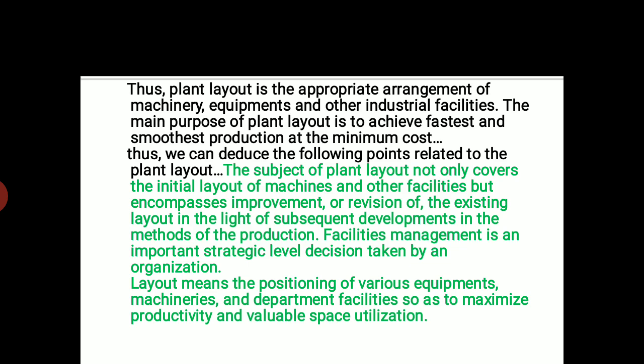So, layout means the positioning of the various equipments, machineries and department facilities so as to maximize productivity and valuable space utilization. That means when a person wants to maximize the productivity, and wants to see that the space is utilized in the best possible manner, then I have to definitely go for a perfect layout or perfect internal designing. Only then will I be able to achieve the ultimate goal of producing a particular item in the determined time period and at the minimum cost.